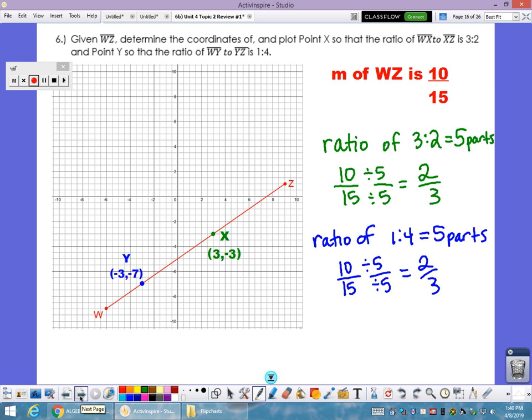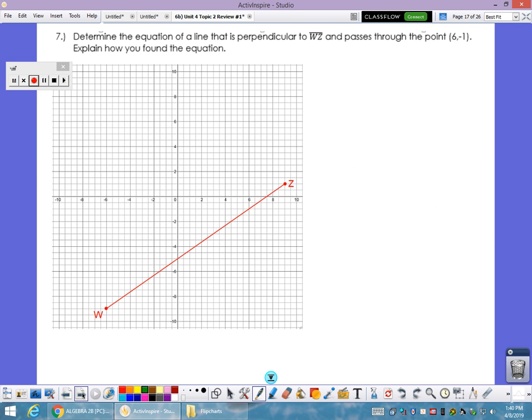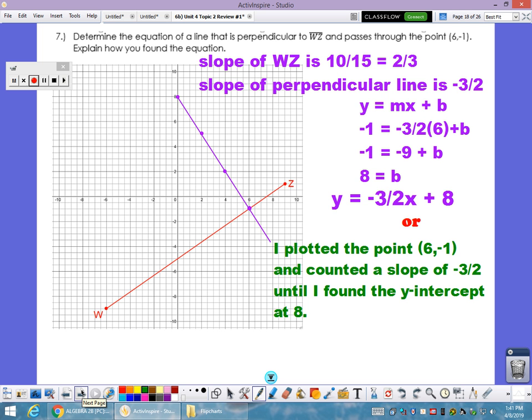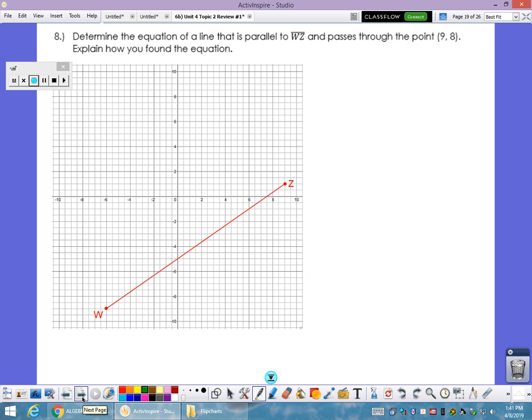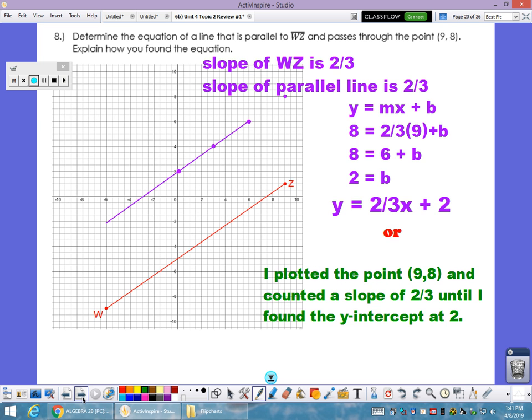All right, that is that. Make sure you're giving the coordinate if we ask for it. And another one, this needs to be perpendicular. So it passes through that point. Again, you could do it algebraically or visually. And here is that answer. And one that's parallel that goes through that point. So find the slope. Again, you could do it algebraically or visually, graphically.